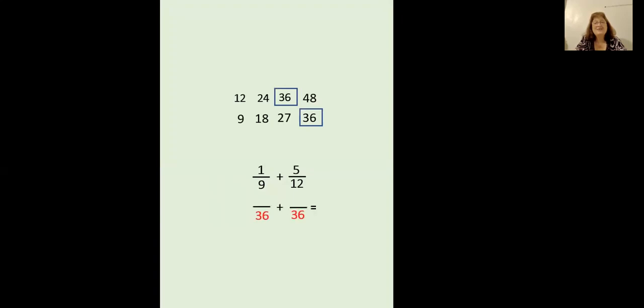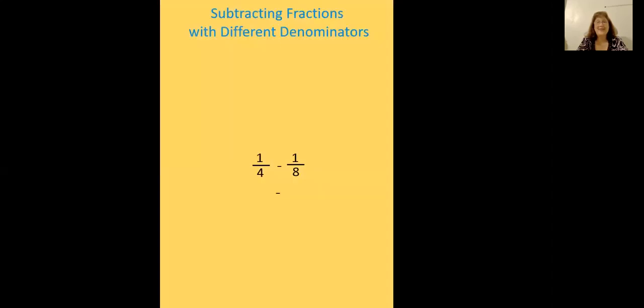We place that down here. 9 goes into 36 4 times. 4 times the numerator 1 equals 4. 12 goes into 36 3 times. 3 times the numerator 5 equals 15. 4 plus 15 equals 19. And that goes over 36. Okay, you try this one.